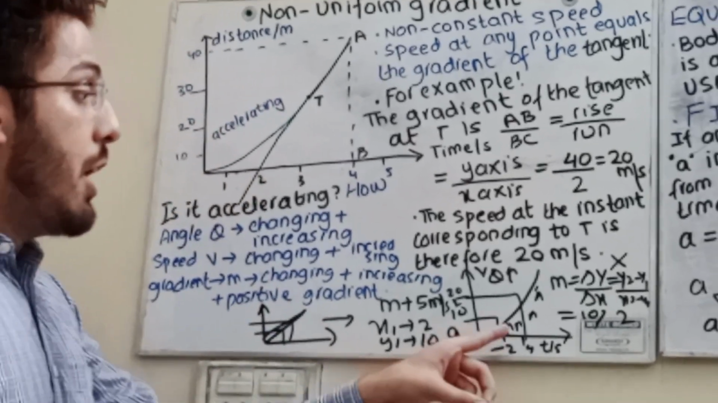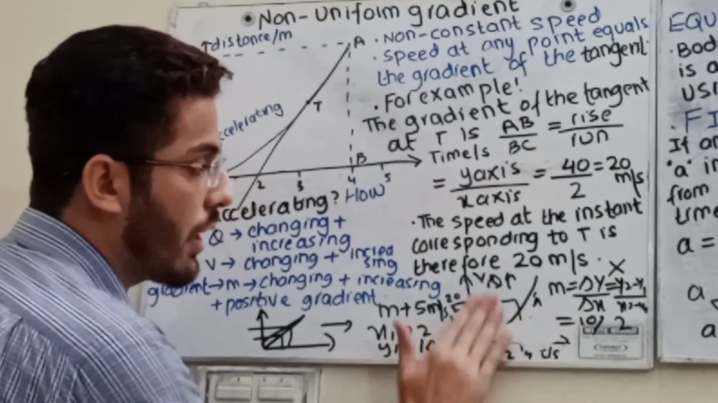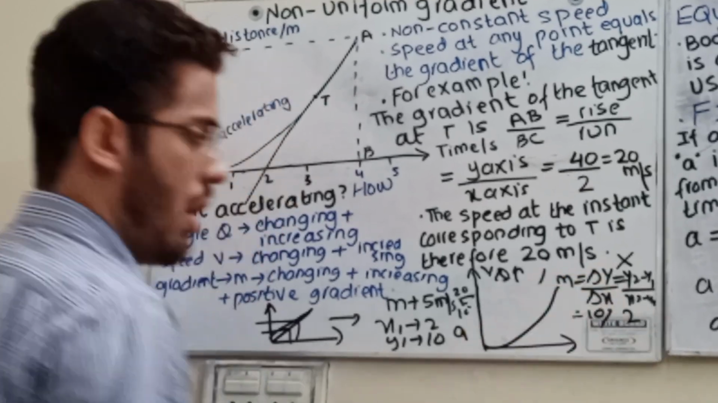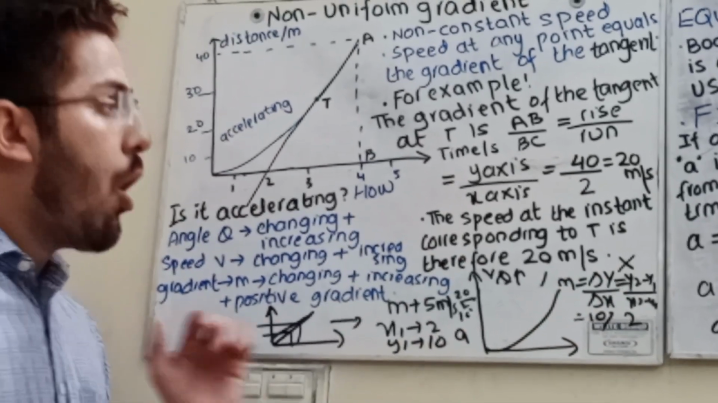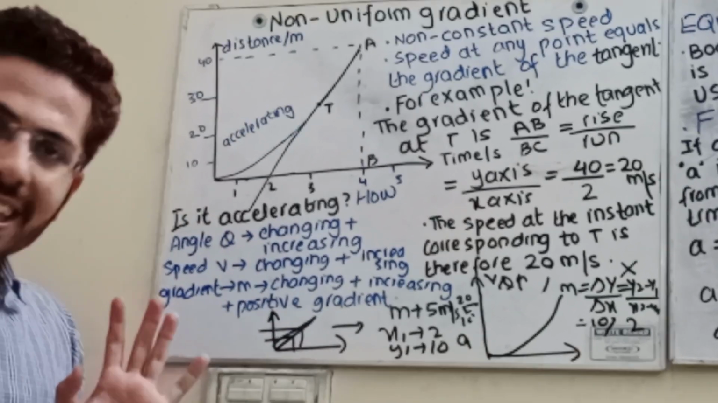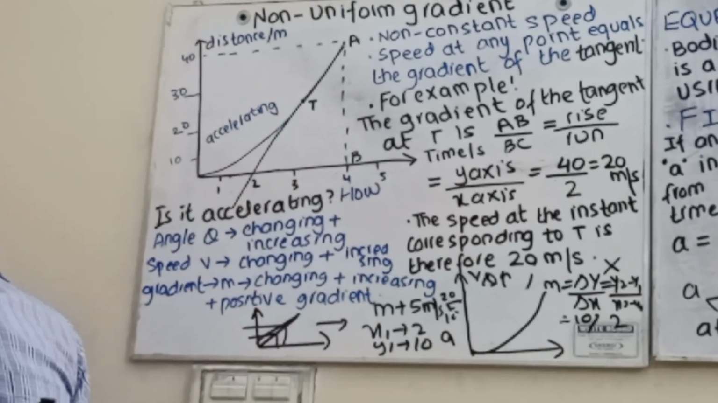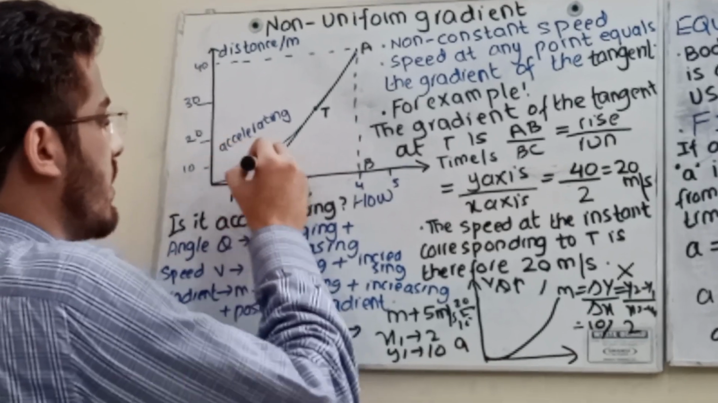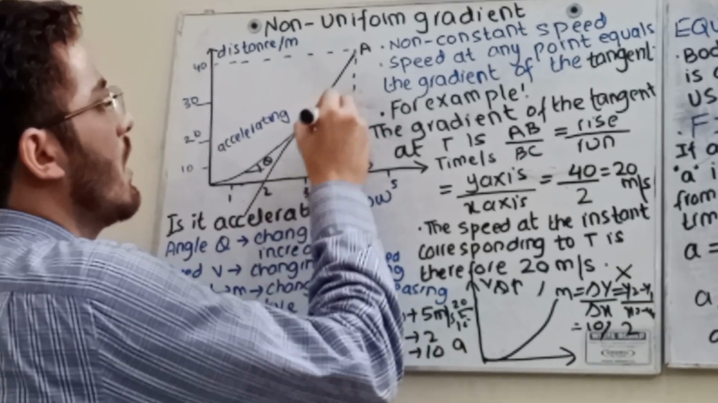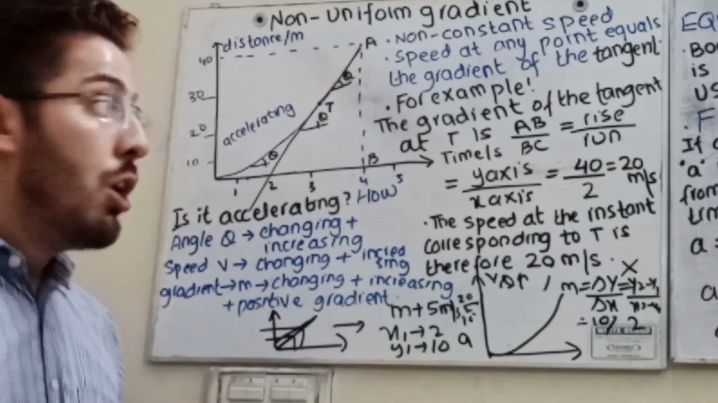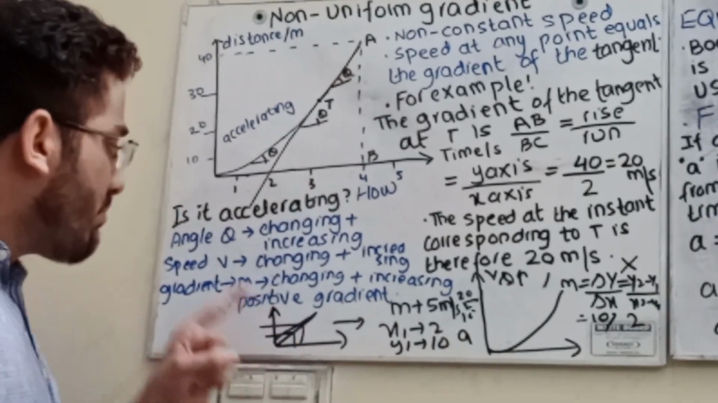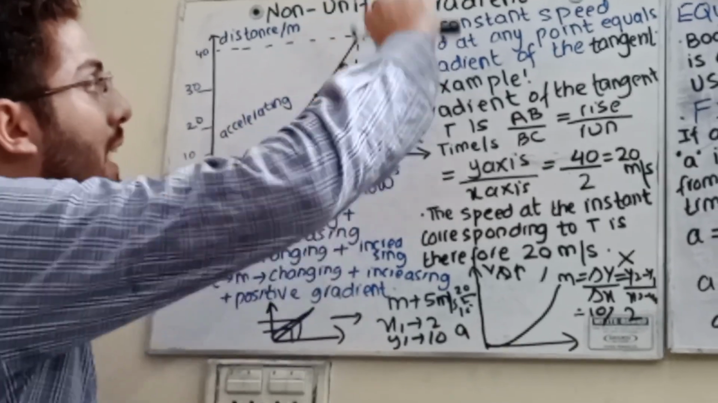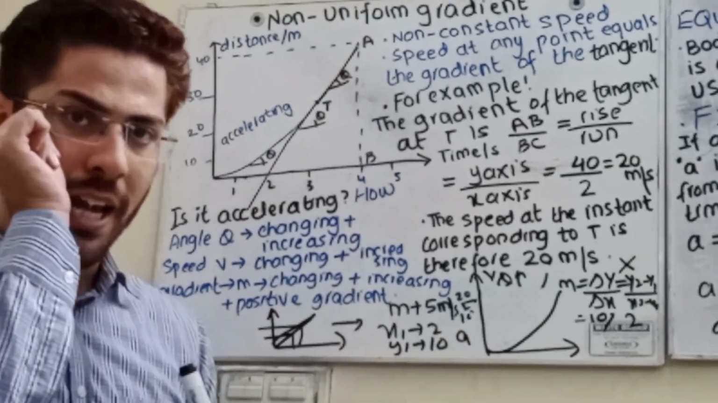But how would you solve it if you are given a non-uniform graph? Let's see, this is a picture of this graph. Now how would you calculate the gradient? First of all, you need to say whether it is an accelerating graph or a decelerating one. Always remember one thing: as you see, theta is changing, theta is increasing. It means that velocity will also be increasing, and the gradient, meaning change of velocity, will also increase, which I told you in my previous video.